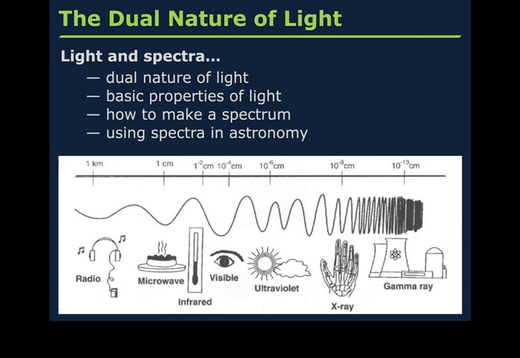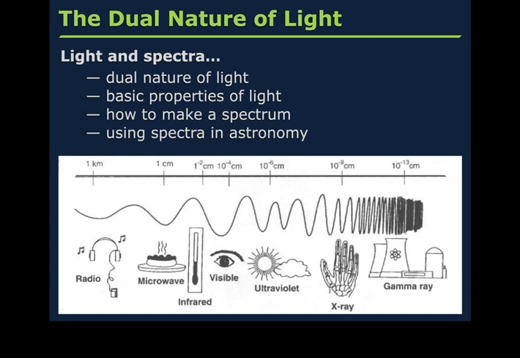So some of you may have seen parts of this before, others may be seeing it for the first time, or at least seeing it for the first time in the context of astronomy, but it's really useful and important to dig into exactly how we understand light, the basic properties of light, and things like how to build a spectrum and then use spectra in astronomy, because in astronomy, light is all we have.